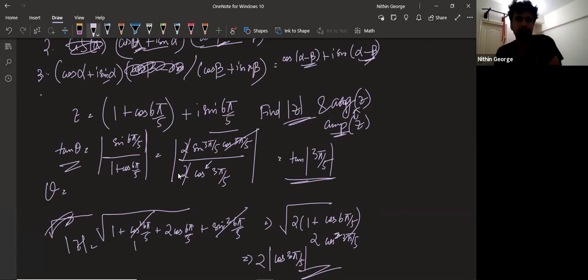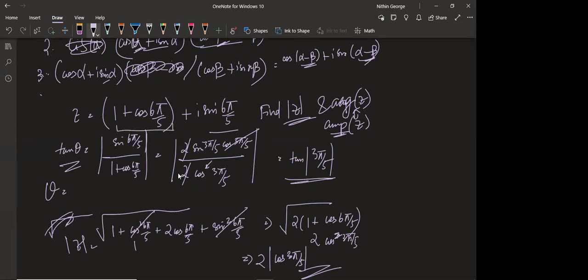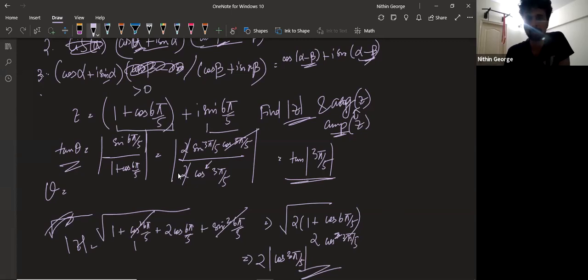How do I find theta? Guys, you know that 1 plus cos 6 pi by 5 will be positive. Okay, this is greater than 0. And sine 6 pi by 5 is in the third quadrant, so it will be lesser than 0. So you're looking at a place where x is positive and y is negative, which means fourth quadrant. Okay, you're expecting a value of theta in the fourth quadrant.